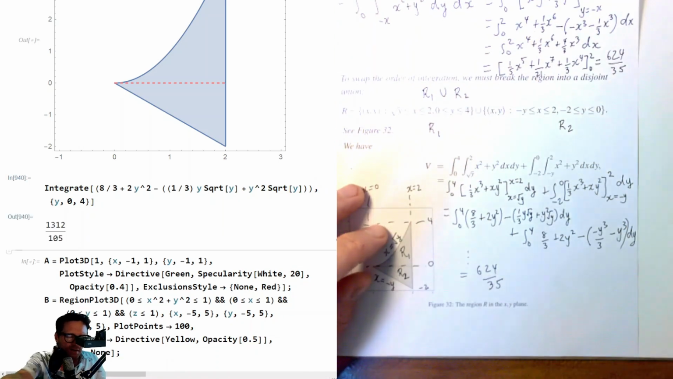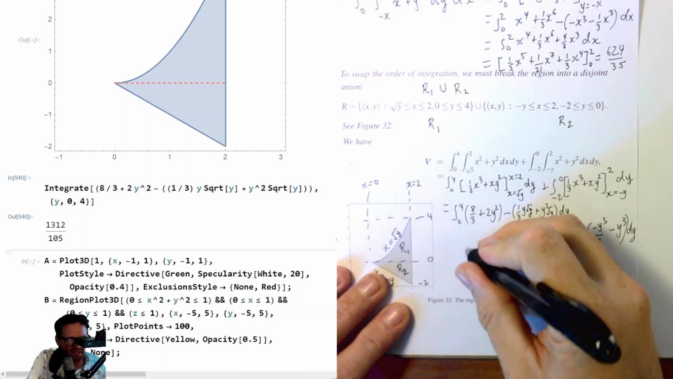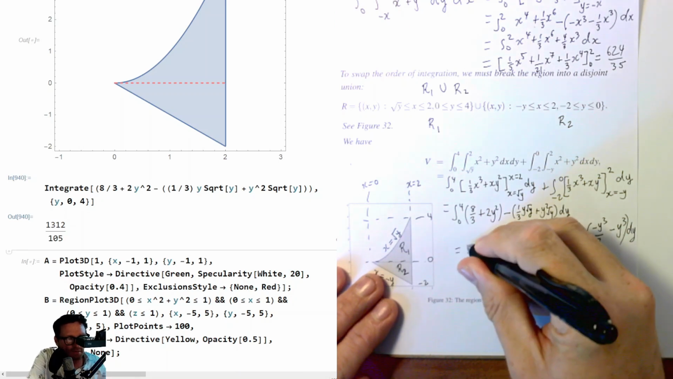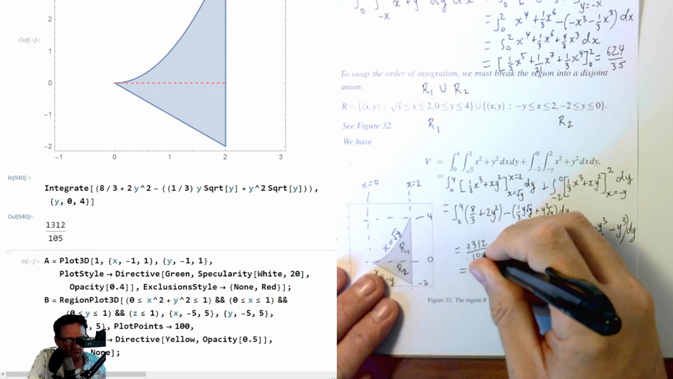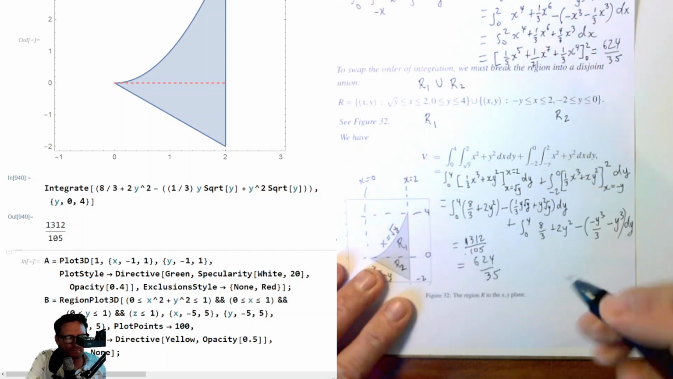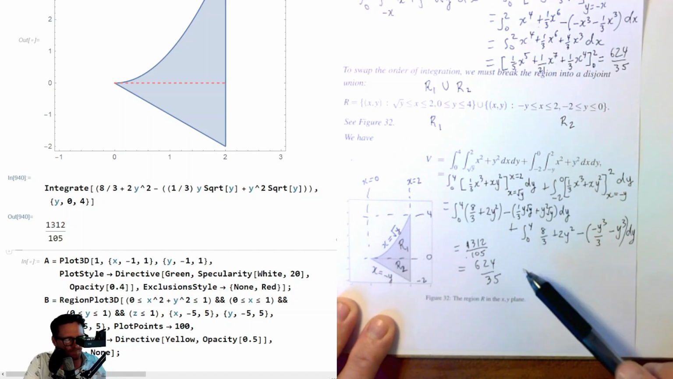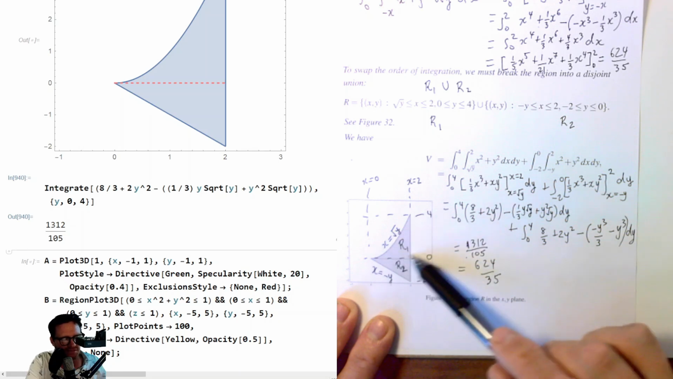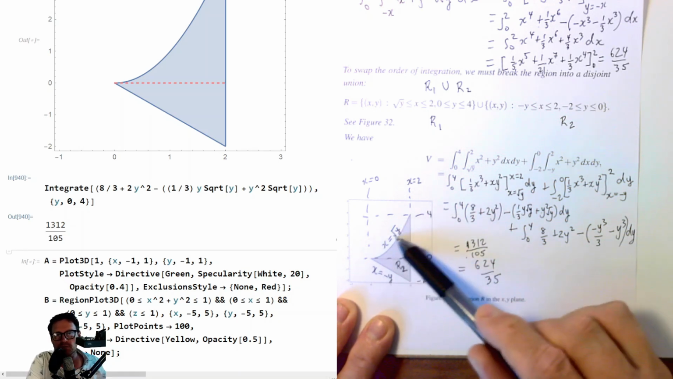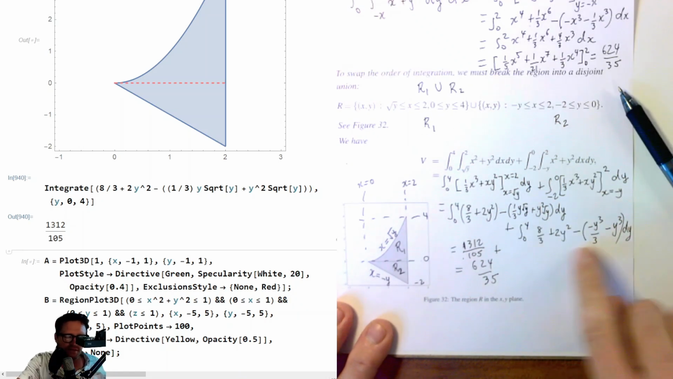Okay, so that's that piece. Let's integrate that numerically. So the first piece, we're going to get 1312 over 105. Okay, so that's this little segment, the volume over R1. Okay, and then we add to that the other piece.